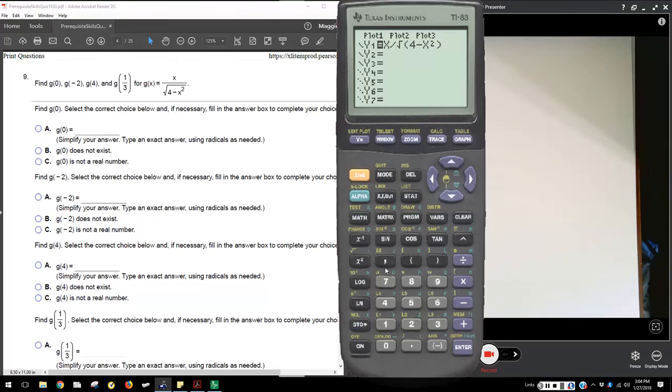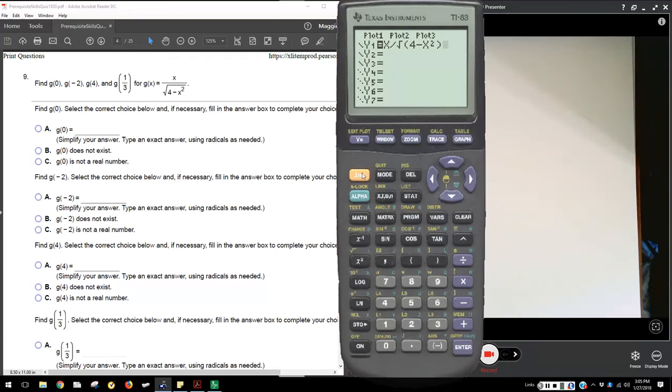If you have an 83 and some of the earlier 84s, you'll need to enter it just exactly that way. Some of the 84s that enter things as fractions won't have you have to have the 4 minus x squared in parentheses. But if it does, your 84 should extend the top of that bar all the way over your 4 minus x squared. It never hurts to have the parentheses.